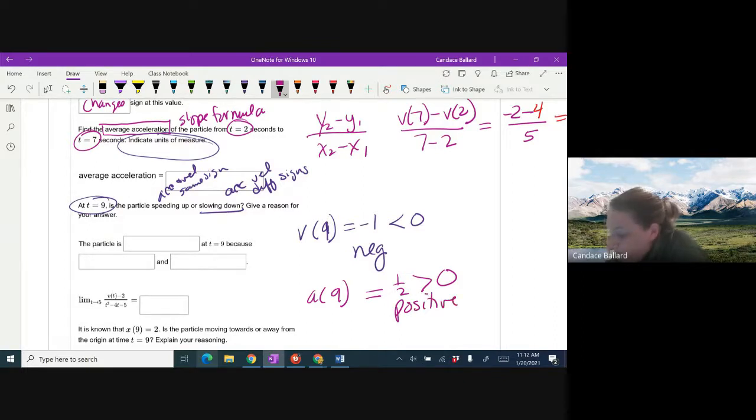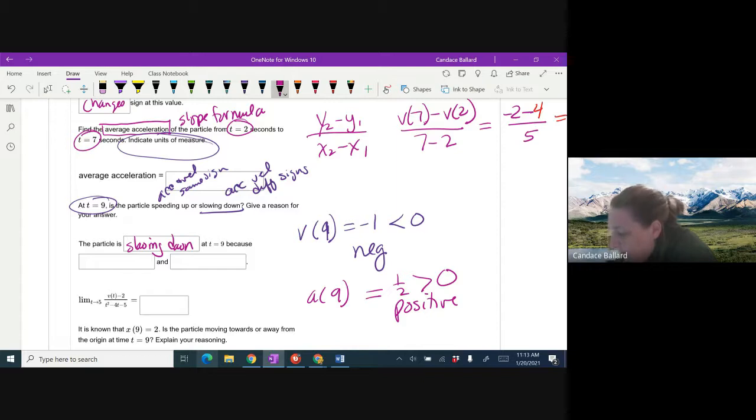So are we speeding up or slowing down right now? Velocity is negative, acceleration is positive. What do we think? Speeding up or slowing down? All right, so we are definitely slowing down.